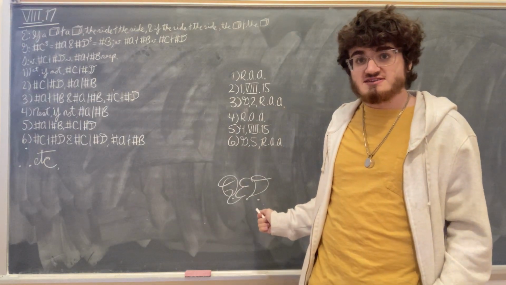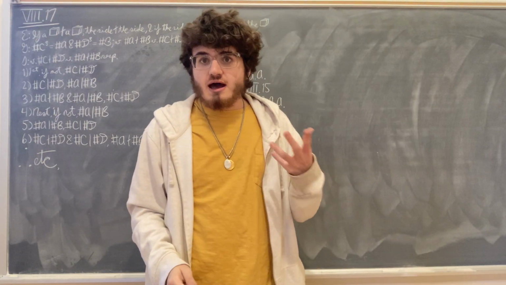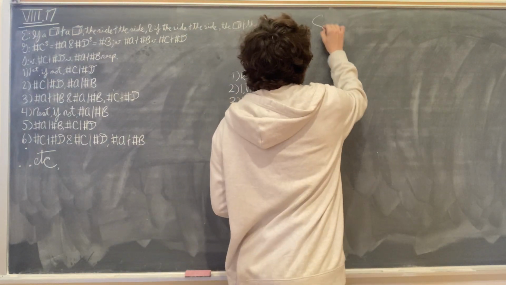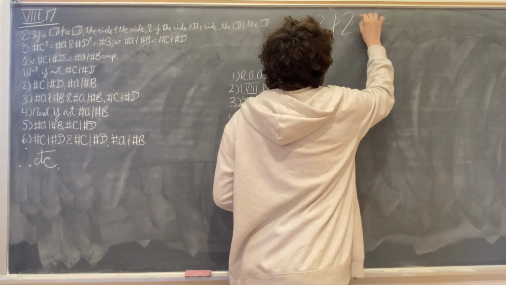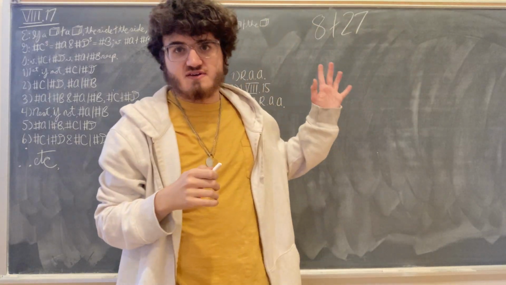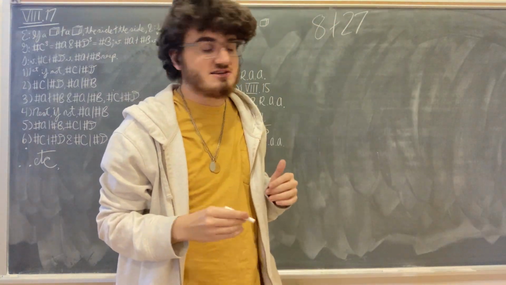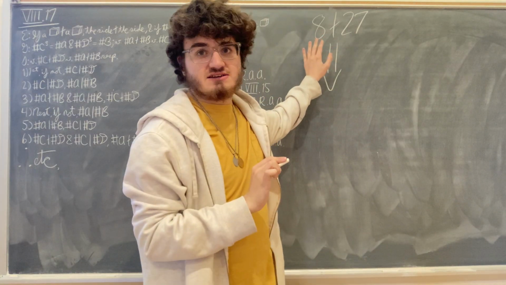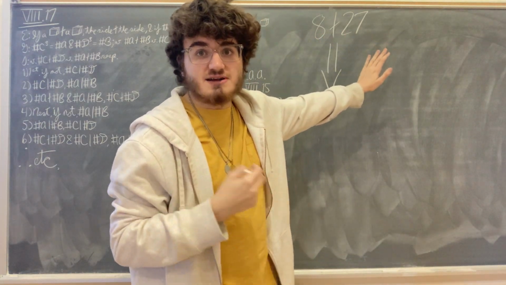Before I end the video, I would like to give an example with particular numbers. So say the cube number 8 does not measure the cube number 27. This, in fact, is true. 8 does not measure 27. Then what follows from this is that the side of 8 does not measure the side of 27.